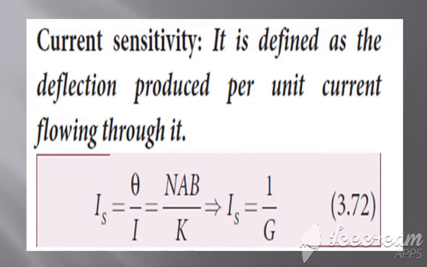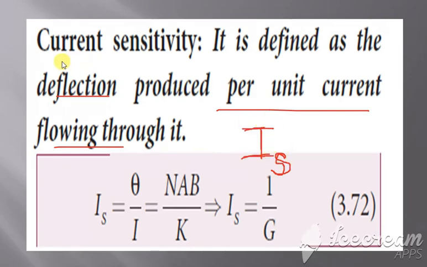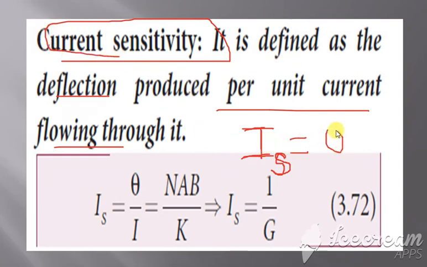There are two types of sensitivity we are going to see. First one is current sensitivity, next is voltage sensitivity. So current sensitivity is defined as the deflection which is produced per unit current. Okay, how do they denote it? Is. S is sensitivity, I is current. So current sensitivity is defined as theta, the deflection, divided by I. That is the deflection produced divided by the current. That is what we said, deflection produced per unit current.